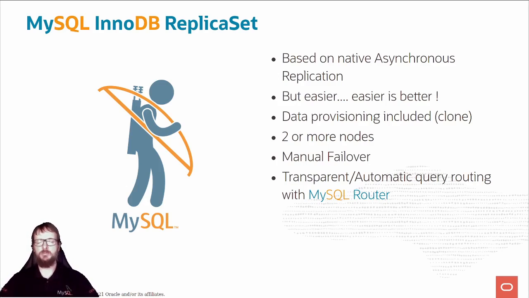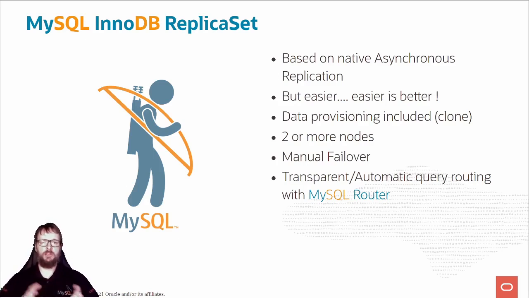It has data provisioning included using MySQL clone. This is wonderful, because sometimes I've seen that a lot of people, the issue they have with creating replicas is how do we provision the data the first time, right? Now to provision the data, you don't need to take care of it. ReplicaSet is all built in, and it will take care of it, and it's very convenient. Of course, you can have 2 or more nodes, but it has a manual failover, which is not an issue because we have minutes to recover, so it's okay.